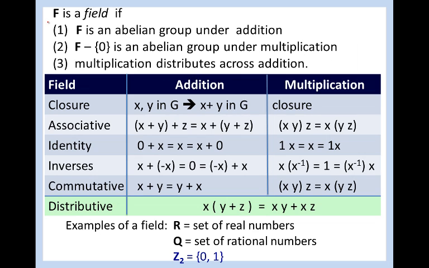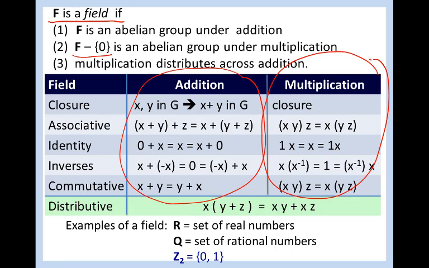We can now define field. A field is a set that is an abelian group under addition. If we remove the element 0, it's also an abelian group under multiplication. And we also have the distributive property. So examples of fields include the real numbers, the rational numbers, as well as the integers mod 2.